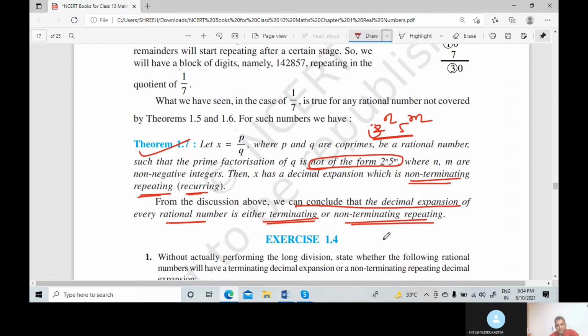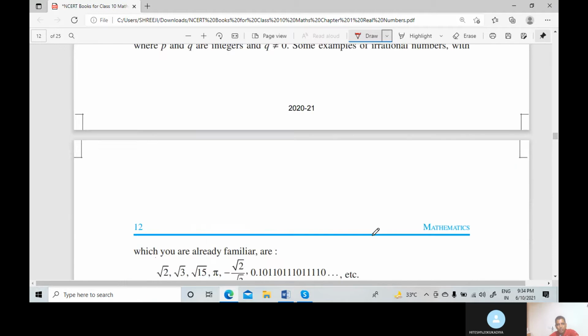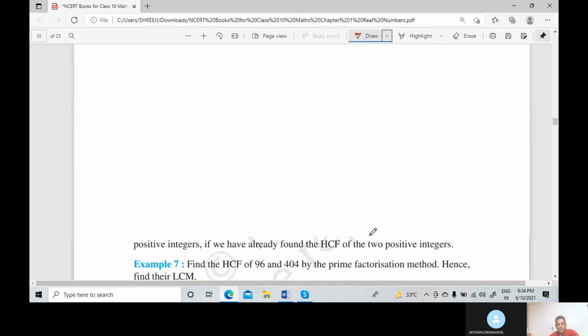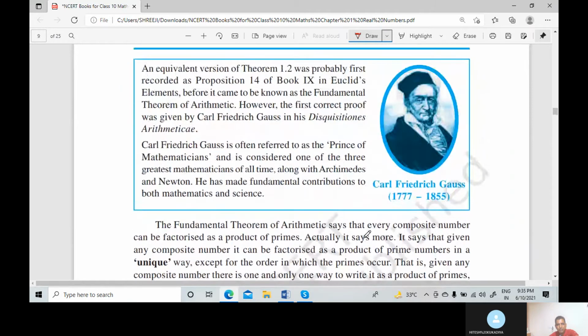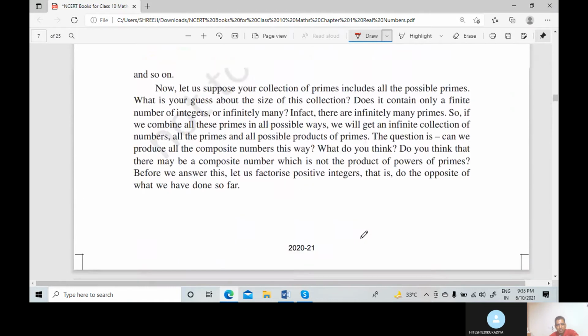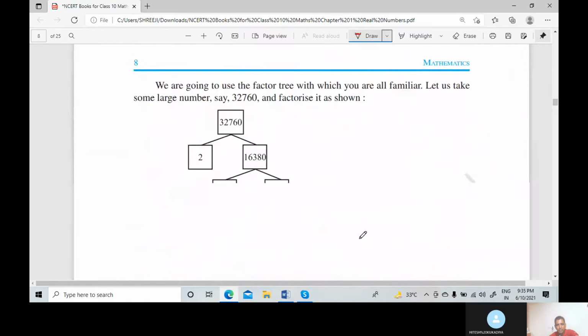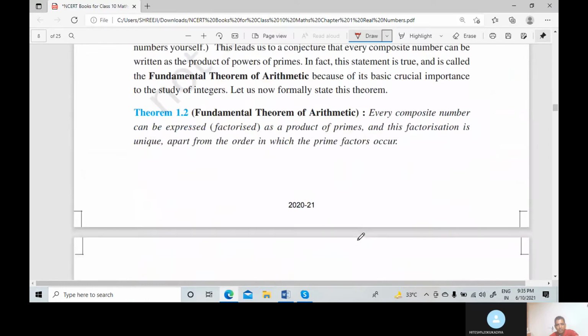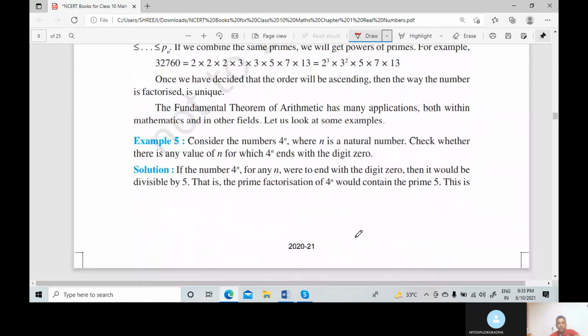Okay, now we discuss exercise number 1.2. I think 1 or 2 questions are remaining here. Before we discuss it, first we check which examples are remaining. Theorem 1.2 is completed. Example 5, yeah. We discuss example number 5.